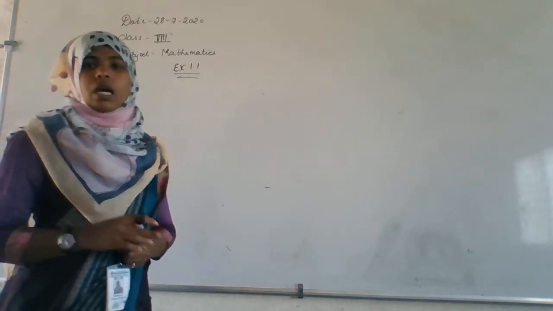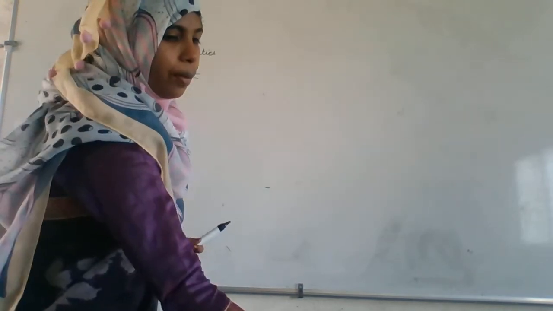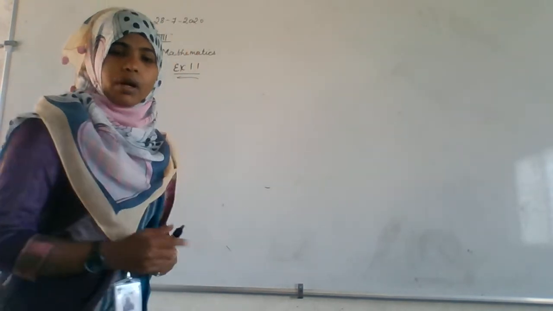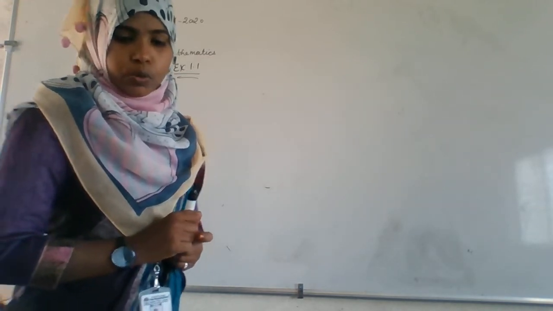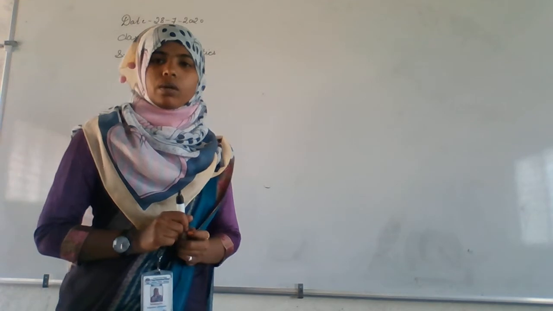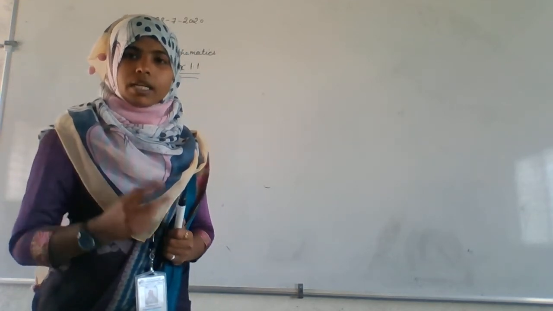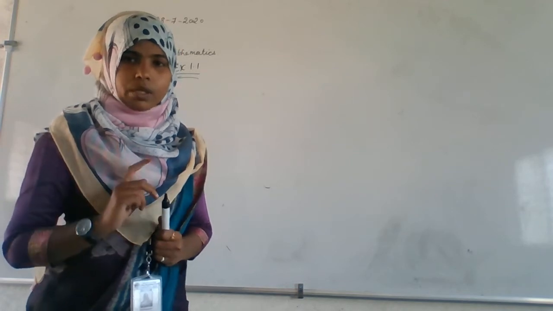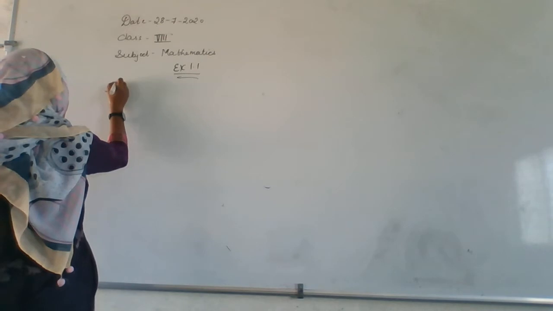In the previous class I already solved the problems up to question number 4, where the question was to find the property under addition used in each of the following. In the first it was the identity property and in the second it was the commutative property. Today we will go for the next one, question number 5.